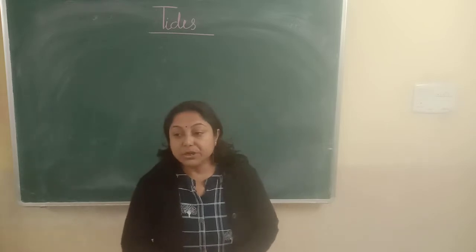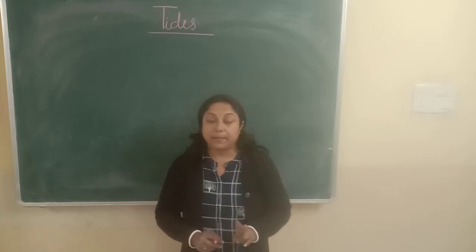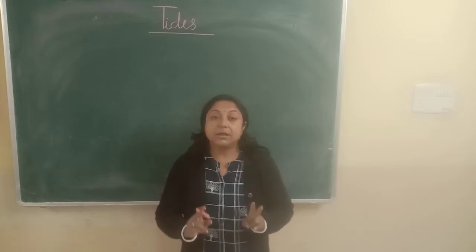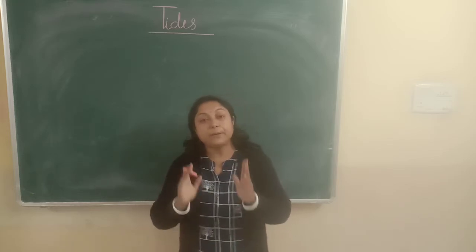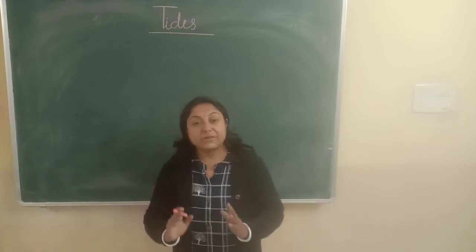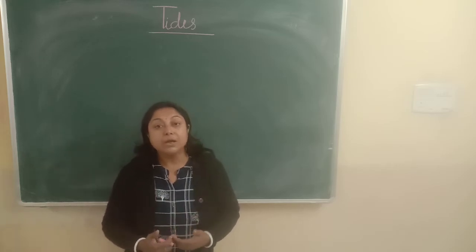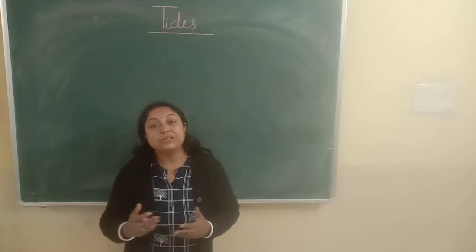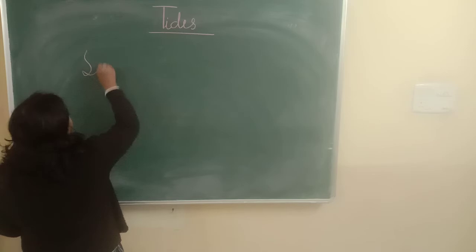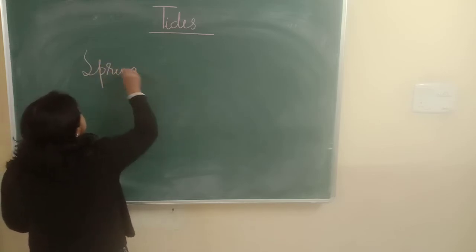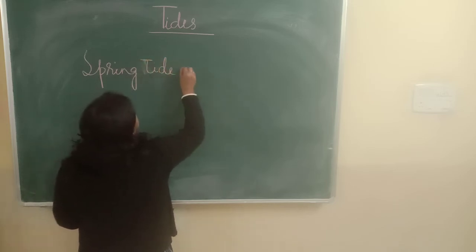Now, as I told you, tides occur twice in a day, but there are some special types. During a specific period of a month, you will find two special types of tide occur. They are nip tide and spring tide, or spring tide and nip tide. Again, spring tide and nip tide.